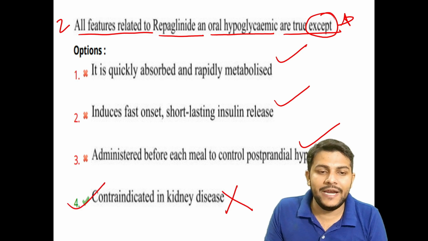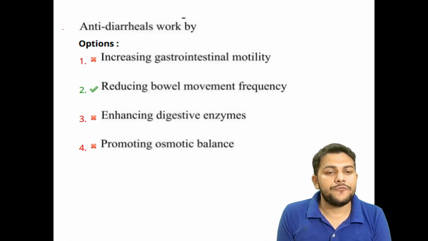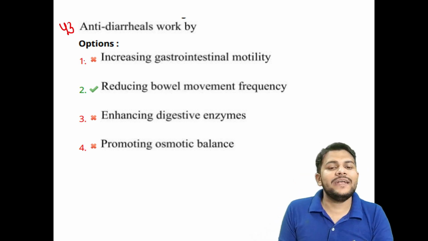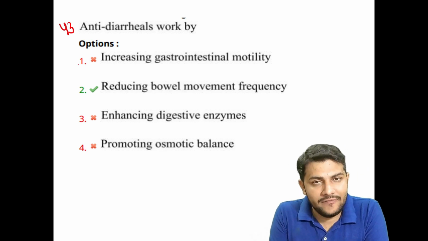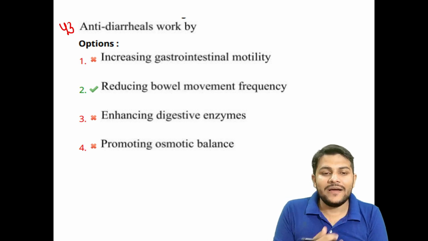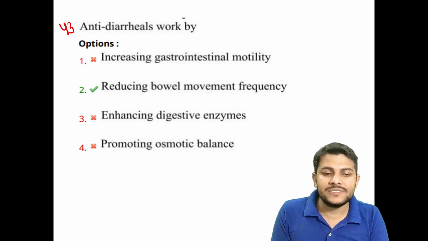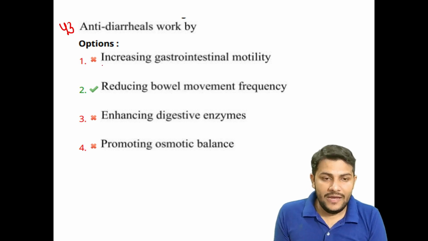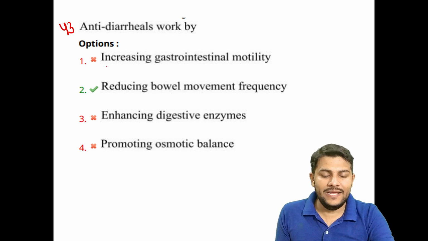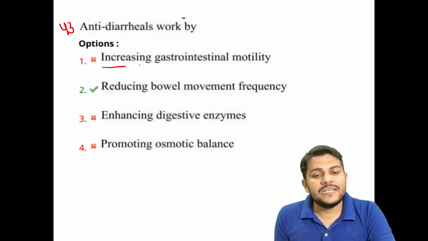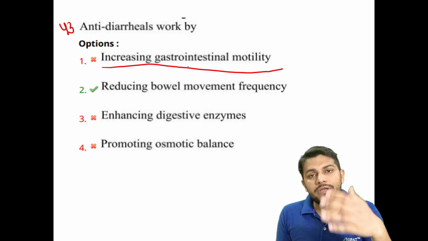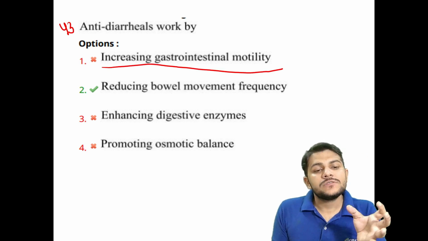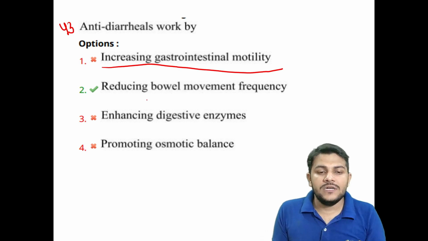So the third question, question number 43: diarrhea is treated by drugs that work by what? We have anti-diarrheal drugs like loperamide and bismuth subsalicylate. Following the question in a simple way, if a drug is increasing GIT motility, then the chance of diarrhea increases. So it is the opposite: if it is reducing the bowel movement frequency, then that is the work of an anti-diarrheal agent.